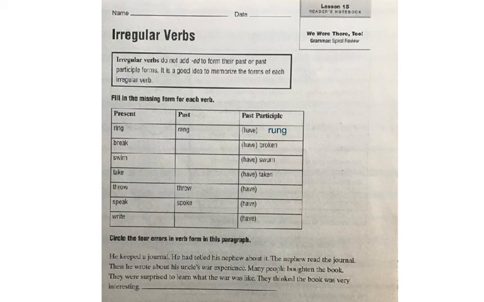We're going to go down to the next row, and it's the word break. So the present tense is break. Past tense is not breaked, it's broke. So we're going to take past tense, and we're going to put in here, you can see we're going to put the word broke in for past tense. So present tense is break, past tense is broke, and then past participle is have broken. So I have broken many things.